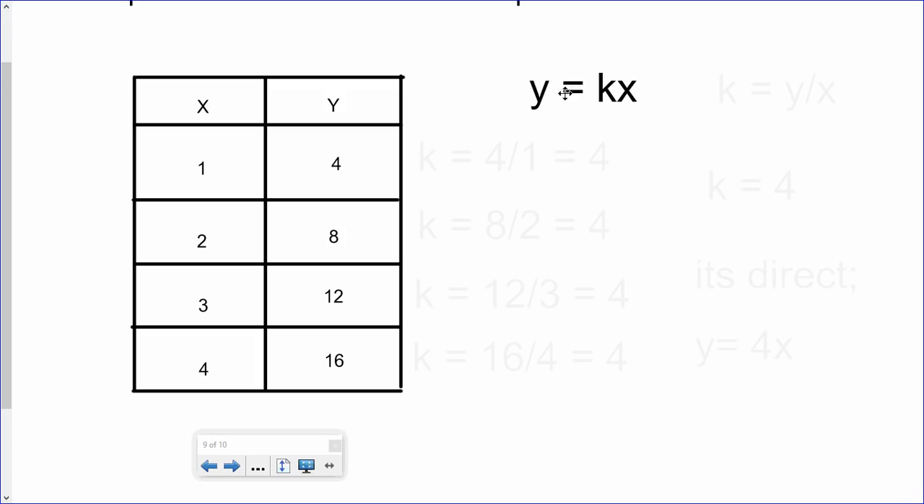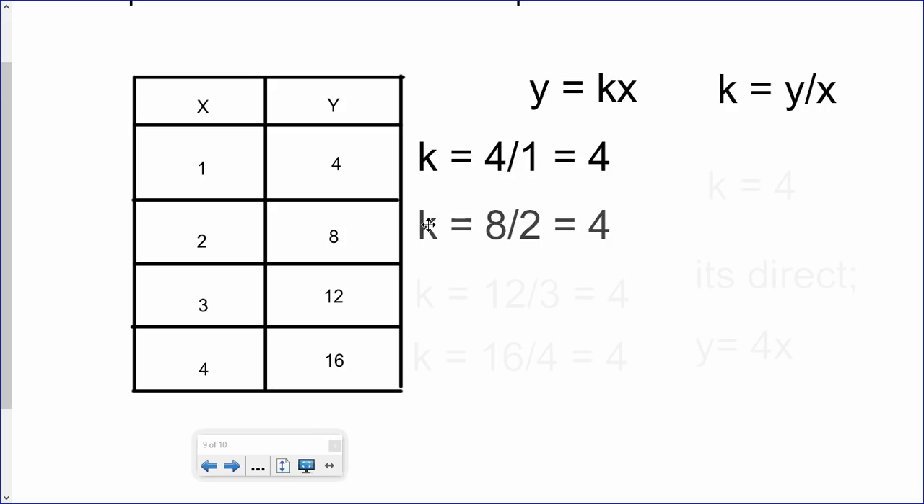So remember, we're dealing with y equals kx. To find k, we do y divided by x. So I'm going to do that for each ordered pair. So here, k would be 4 over 1, which gives me 4. Here I'm going to do 8 over 2, which gives me 4. So far, these 2 points make a direct variation. I just need to check every point to make sure. 12 divided by 3 gives me 4.